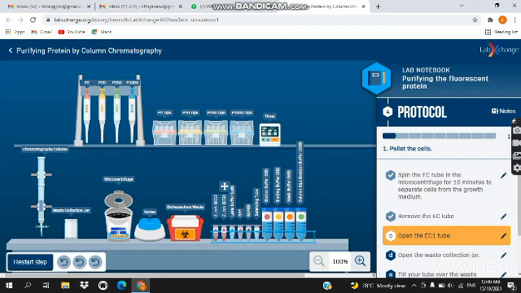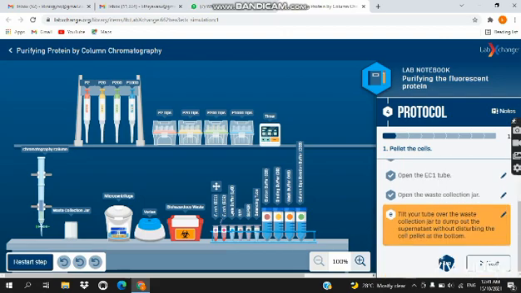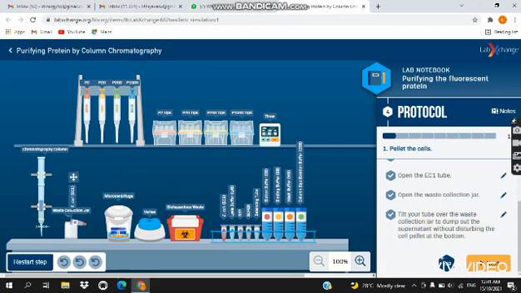And then next, open the EC tube, open the waste collection jar, and tilt or pour the waste supernatant without disturbing the cell pellet at the bottom. So we place it back here.